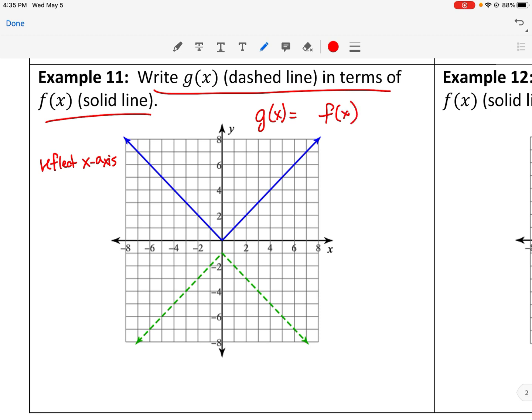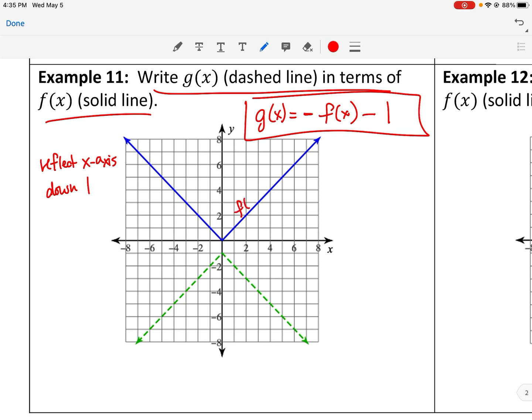So if that's the case, then we took f of x and, according to our table chart up at the top, we just put a negative on the front. We reflected across the x-axis. Okay, but that's not it. After I reflected it, it looks like it moved down 1. So down 1, if that's the case, then I need to take my f of x function and I need to minus 1 at the end. And there is my g of x in terms of f of x.